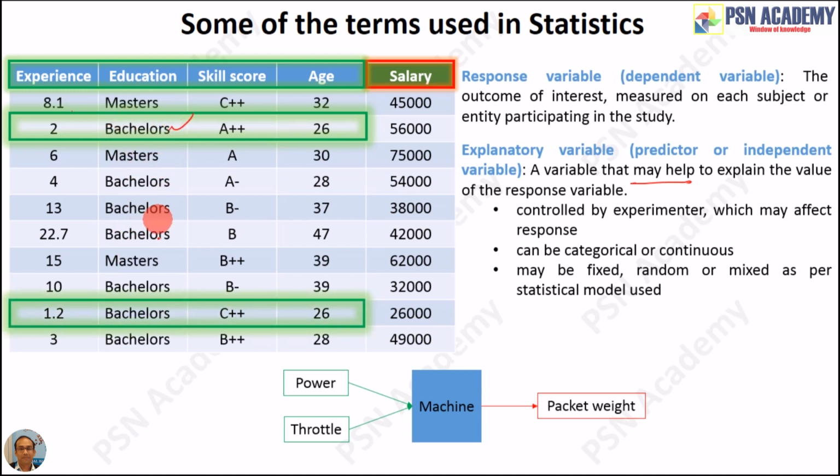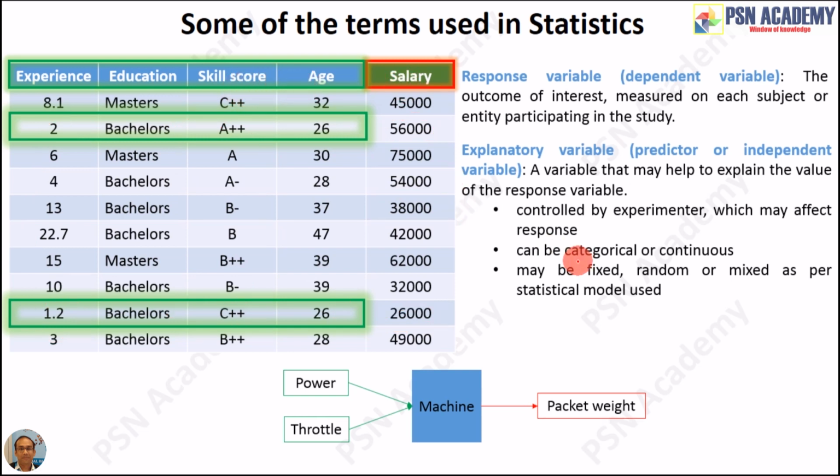Here you see that bachelors and bachelors are matching, as well as 26 and 26, but there's a change in the experience from 2 to 1.2, that is, experience is going down, and here also the grade is A++, and it goes down to C++. So there's a downgrade here also. And we have an effect that 56,000 salary is going down to 26,000 salary. So you can say that the experience and skill score, both these variables, have an effect on the salary values, right?